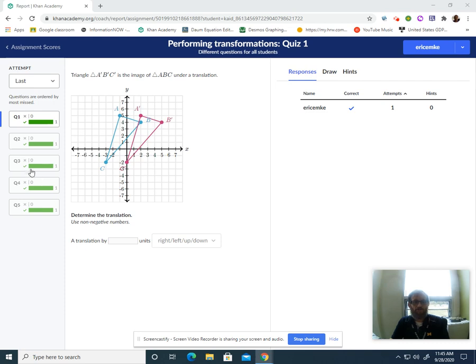Okay, so I took performing transformation quiz number 1 and I got all 5 of them right on the first try. If you go here, it says first attempt. See, right here, I had 5 questions. I got every single one of them correct on the first try. So when I click first or last, it gives me the exact same thing, because first and last were the same attempt. I answered all 5 questions correct the first time.